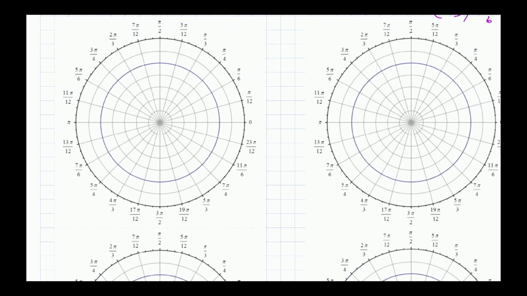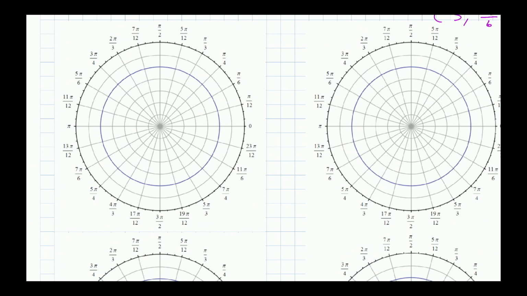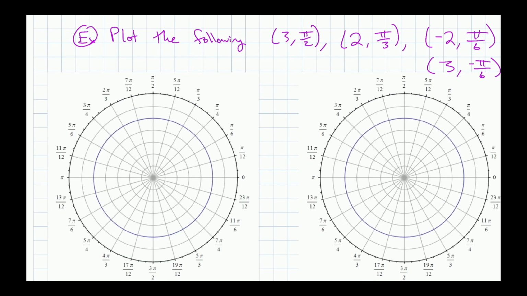Also, kind of feel like I want to mark these in. No, I don't. I lied. I was going to say I wanted to count them like 0.51, 1.52, but I don't really. We'll just plot them the way they are.